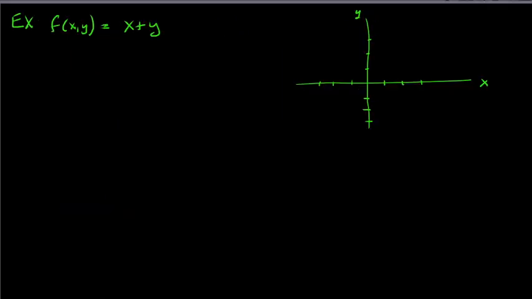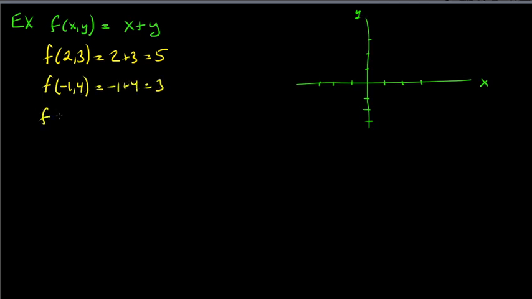Okay, let's go back to our first example. F of x and y is just x plus y. We already did this example where we plugged in 2 and 3, and of course we get 5. You can plug in, let's say, -1 and 4, and you get 3. You could plug in 0 and 2 and get 2, and so on. Or you could plug in 2 and 0 and also get 2. So obviously this is not 1-to-1 in that sense.